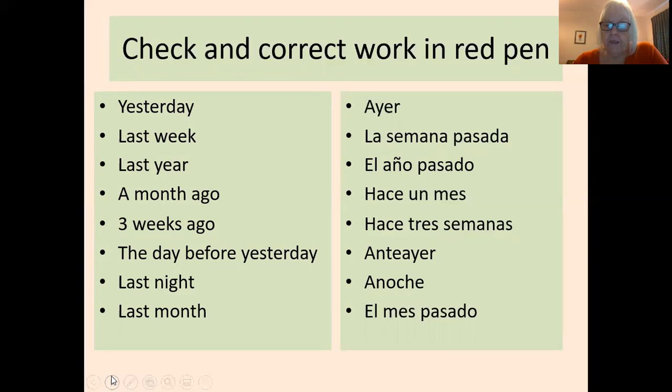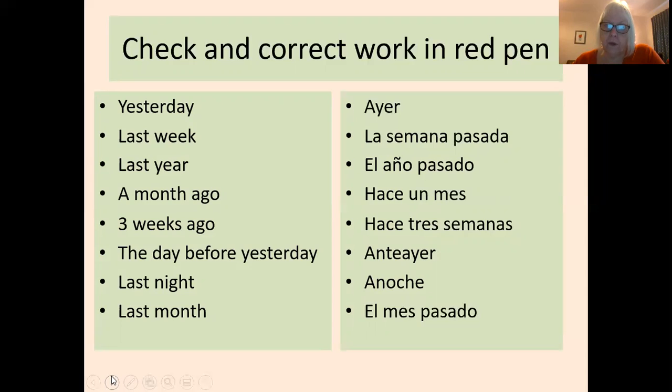Okay, so the day before yesterday is anteayer. You saw yesterday at the top, ayer. So ante, ayer, means before yesterday. Antes is before. Last night, anoche. And last month, el mes pasado. So there we've got last week, last year, last month, all with that adjective pasado after the word for the time period.